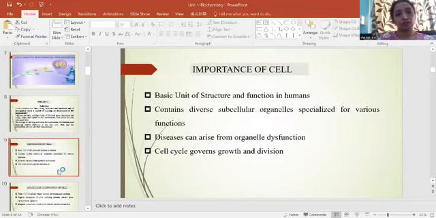So what is the importance of the cell? It is the basic unit of structure and function in the human. It contains diverse subcellular organelles specialized for various functions. Diseases can arise from organelle dysfunction. The cell cycle governs growth and division.